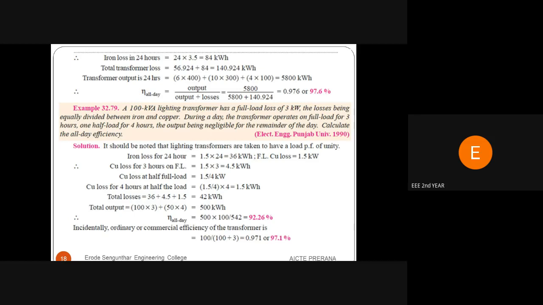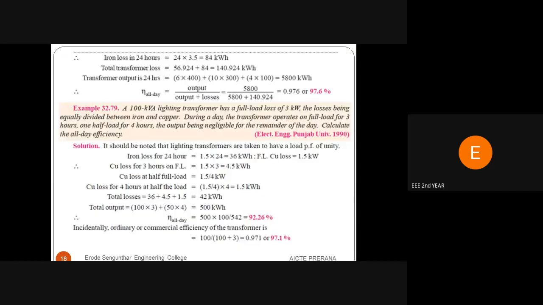This is another problem for your reference. All the problems are lighting transformers. Lighting transformer means it is a distribution transformer. A 100 kVA lighting transformer. Here a 5 kVA distribution transformer. All the things are hour based.